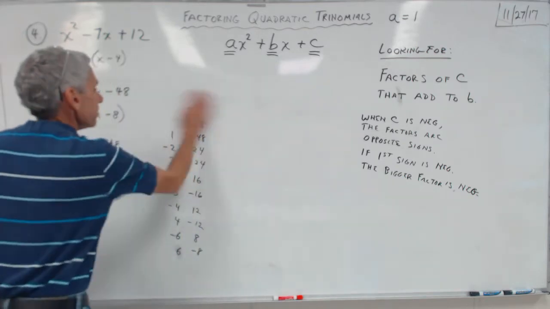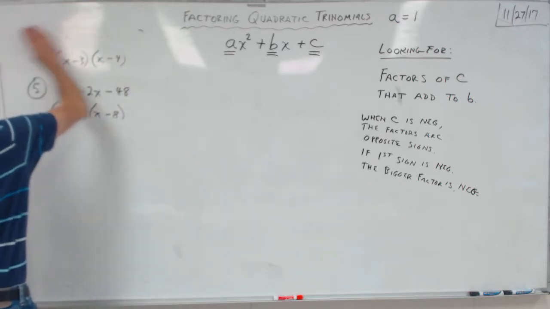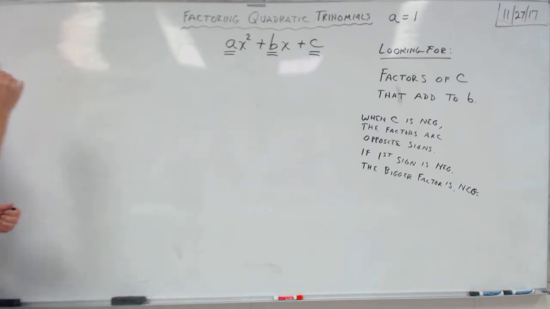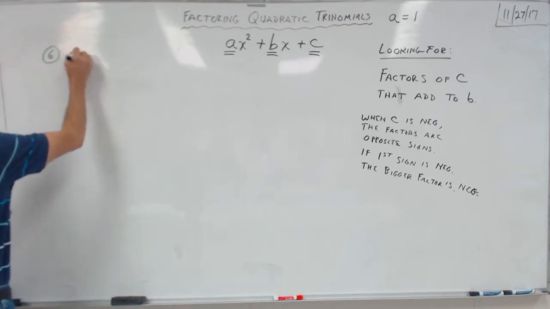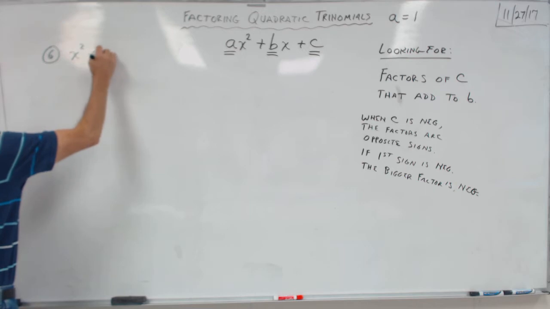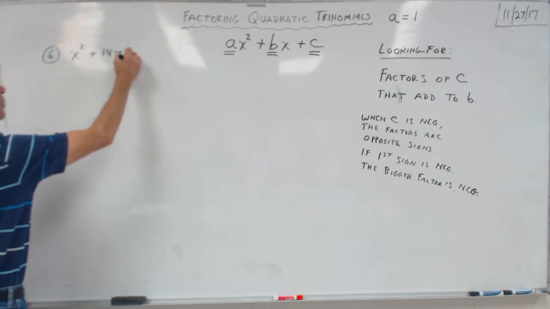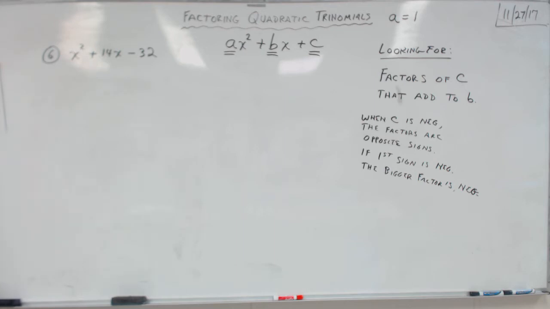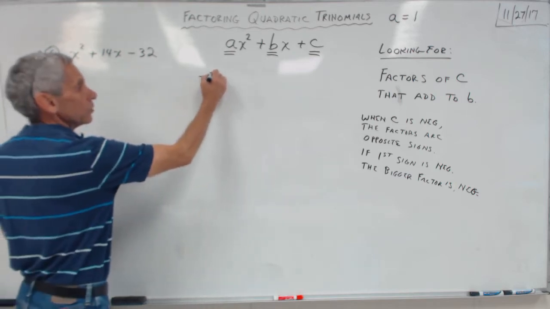Let's just see if we can master these now. So we're at 5, we're at 6 now. Okay, so here we go, 6. We're doing good. So 6: x squared plus 14x minus 32. My c is negative, right? Negative 32.